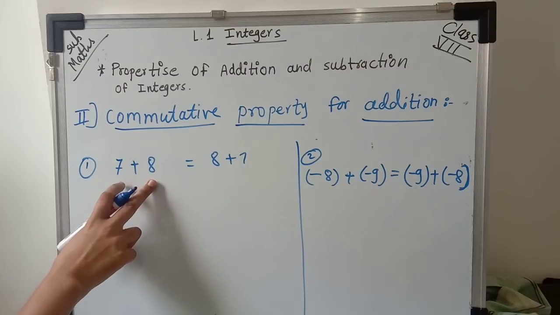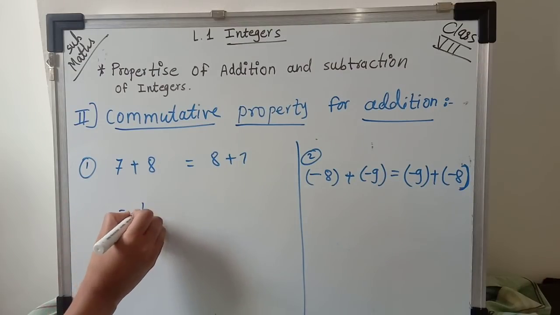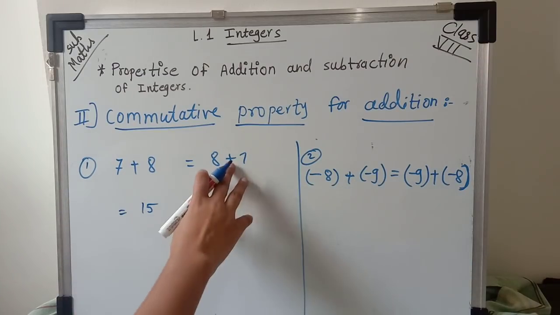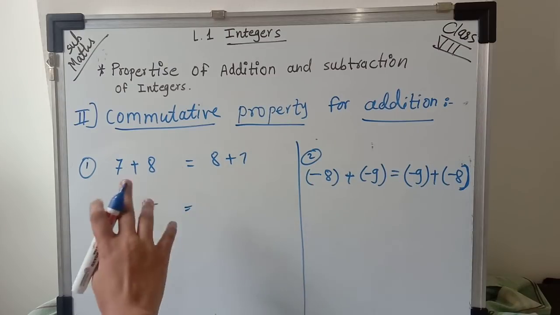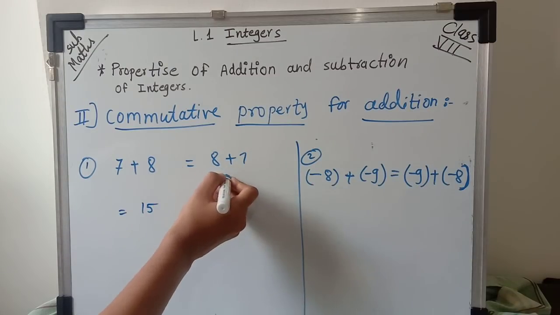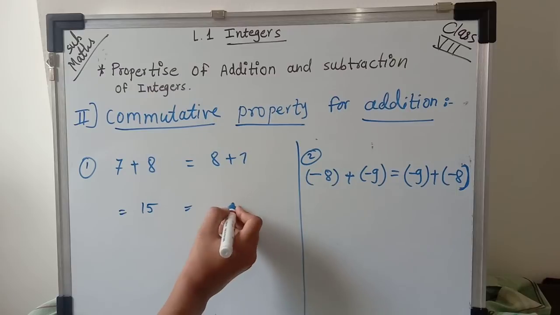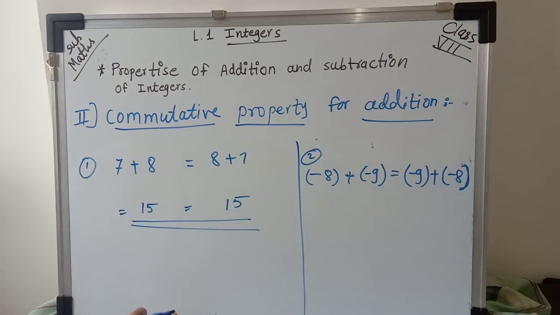So here two integers are there, 7 plus 8. Now after adding 7 plus 8, we'll get 15. Now here if you see the right hand side of these two integers, their orders are different. First 8 is here and then 7 is there. So here we have changed their order, but after changing their order also we'll get the same answer. So 8 plus 7 is equal to 15. So see, the value remains the same after changing their order, that is the commutative property.